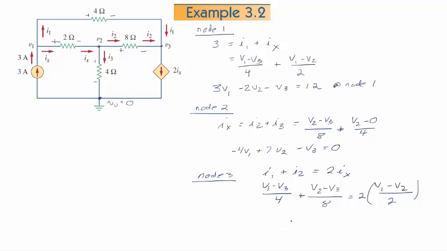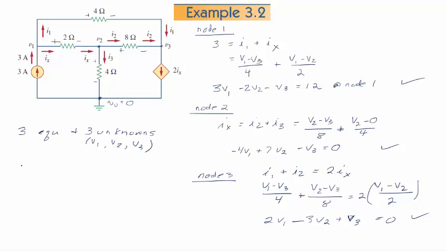So multiply by 8 and rearrange the terms, and I will get 2V1 minus 3V2 plus V3 equals 0. So now I have 3 equations and 3 unknowns, V1, V2, and V3. Now I can solve the three equations.